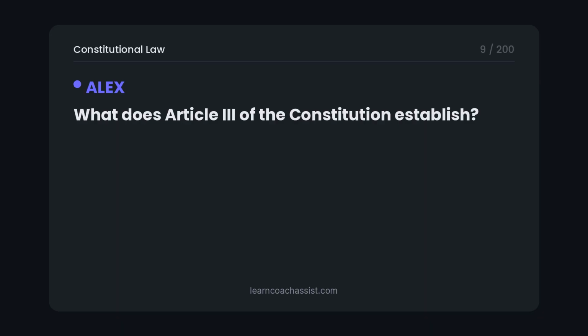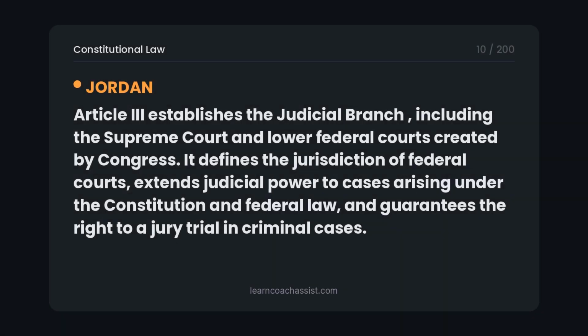What does Article 3 of the Constitution establish? Article 3 establishes the judicial branch, including the Supreme Court and lower federal courts created by Congress. It defines the jurisdiction of federal courts, extends judicial power to cases arising under the Constitution and federal law, and guarantees the right to a jury trial in criminal cases.